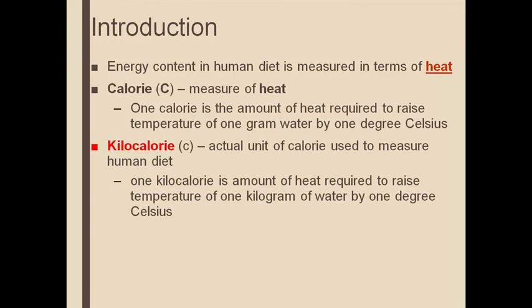So as an introduction, we know that energy within the human diet is measured in terms of heat. So that is the calorie, the big C, the measure of heat. The amount of heat required to raise the temperature of 1 gram of water by 1 degree Celsius is the definition of a calorie. But the actual measurement is a much smaller measurement of heat, and the unit used to measure the human diet is the kilocalorie. This is the amount of heat required to raise the temperature of 1 kilogram of water by 1 degree Celsius. So it was a gram with the little c, a kilogram with the big C.